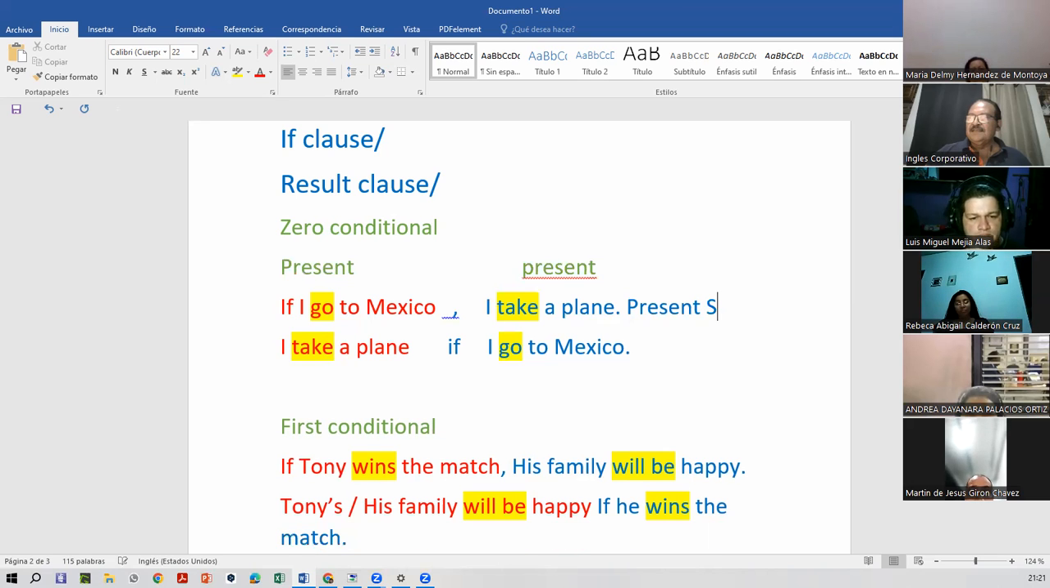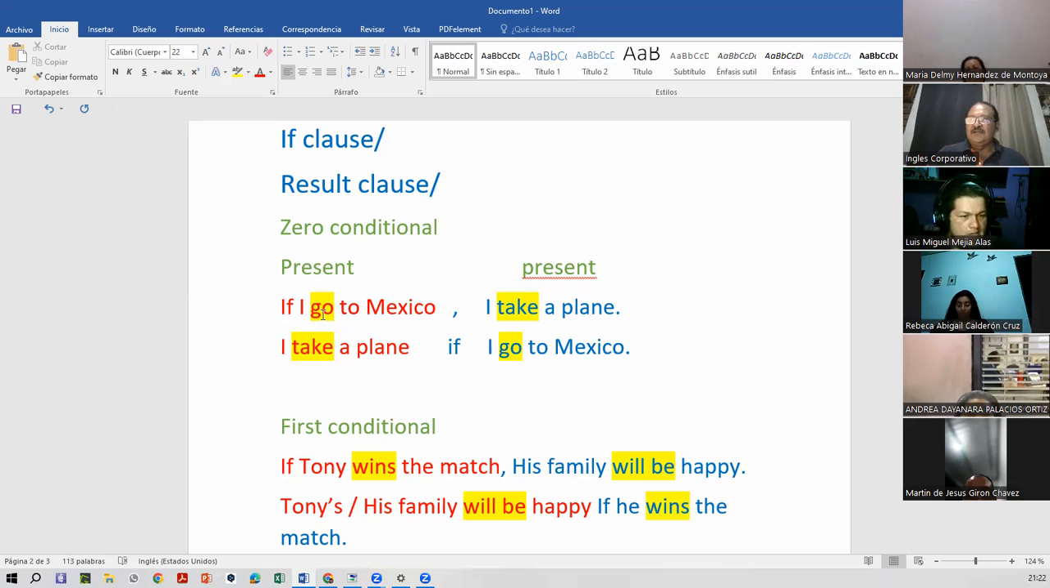You see, in the two sentences, I use the present tense. If I go to Mexico, I take a plane. If I am hungry, think about it. What is the result? The condition, if I am hungry. The result? I eat. Exactly. If I am hungry, I eat something. Think about this one. If I am tired, I rest. I take a nap. I sleep. I go to bed. I try to relax. Present in the two sentences.